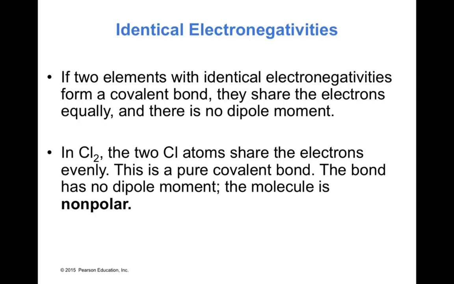For example, in Cl2, the two chlorine atoms share the electrons evenly. This is a pure covalent bond, and the bond has no dipole moment, so the molecule is nonpolar. Okay, because you don't have a polar bond, the molecule itself is going to be nonpolar. And here we have the Cl2, so the electrons are shared evenly between them, so you're not creating a dipole in either one of the ends.